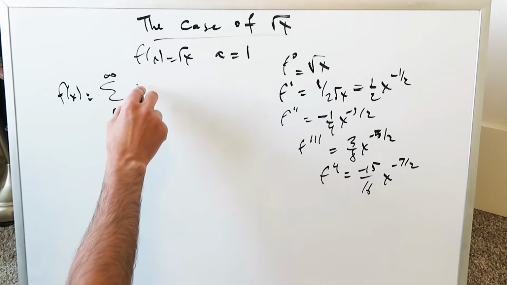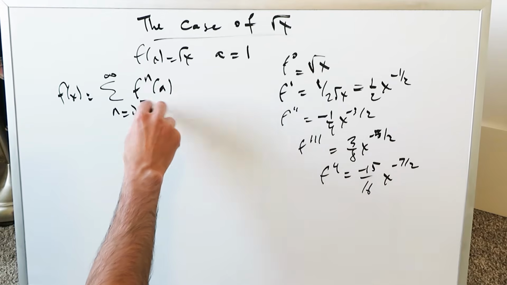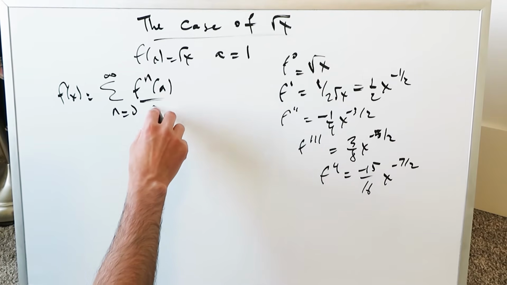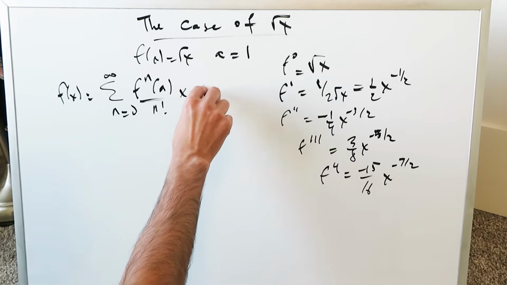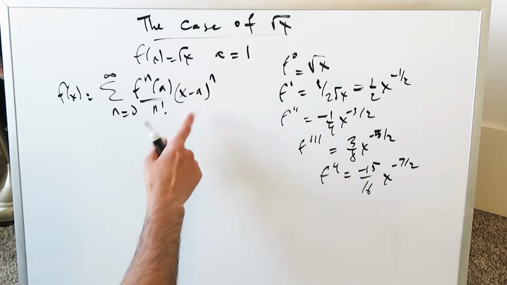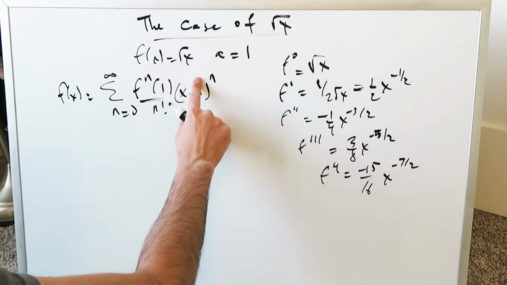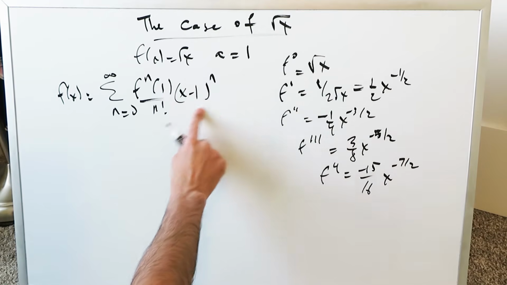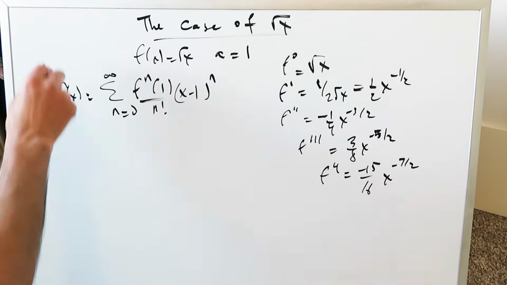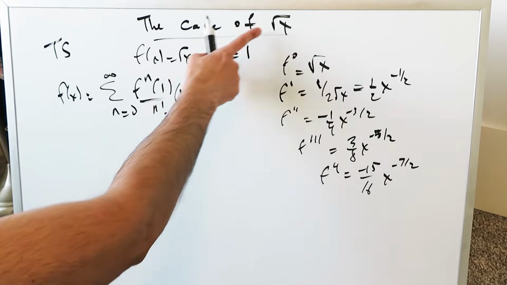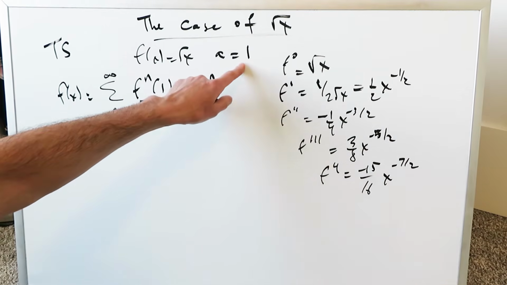It's not hard. Your function will be like this. You have a coming in here into your ordered derivatives. You have n factorial. You have x minus a to the power of n. But in all instances, a is equal to 1. So why don't we put a 1 over here? We'll have a 1. We'll have here a 1. And now you start expanding it. This right here would be my Taylor series expansion for root x centered around a equals 1.